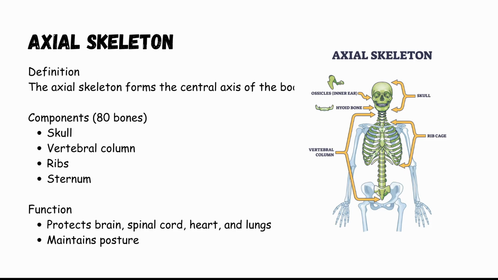The skull protects the brain. The vertebral column protects the spinal cord and supports the head and trunk. The rib cage protects vital organs such as the heart and lungs. The main function of the axial skeleton is protection and support.